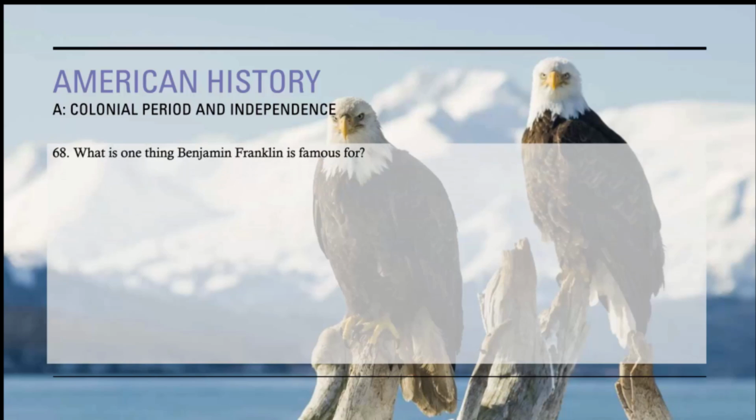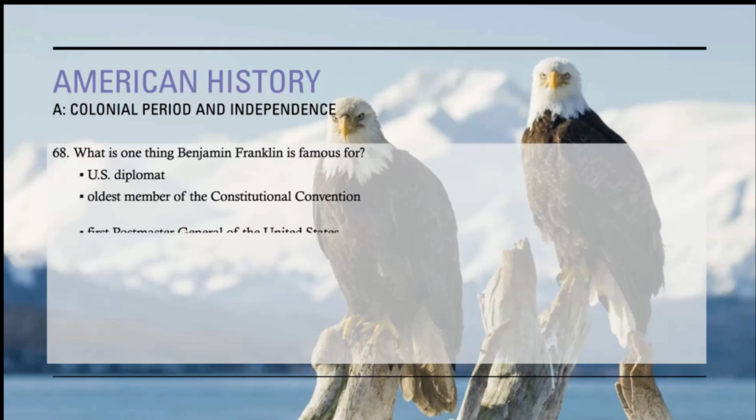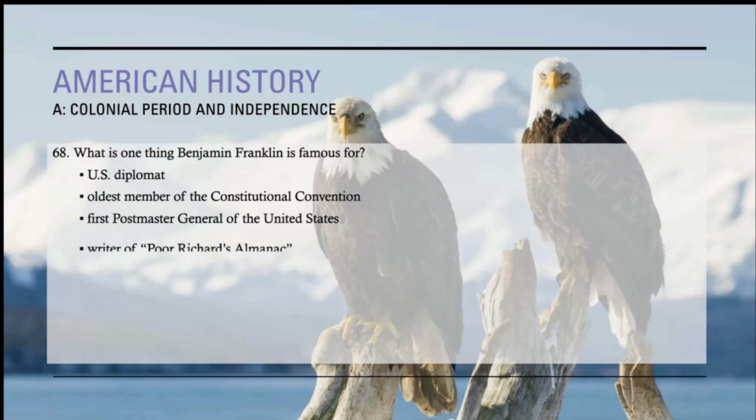Question number 68. What is one thing Benjamin Franklin is famous for? He was a U.S. diplomat, the oldest member of the Constitutional Convention, the first Postmaster General of the U.S., and the writer of the Poor Richard Almanac. And he started the first free libraries.